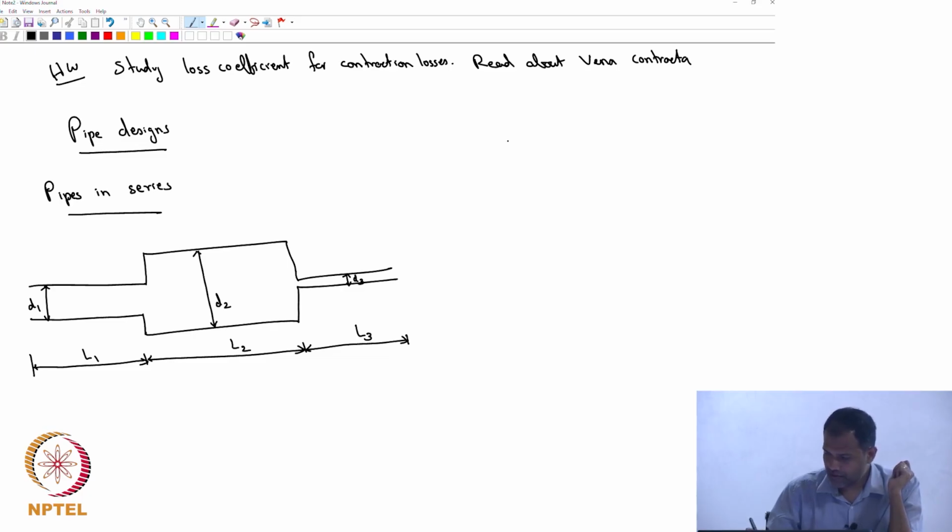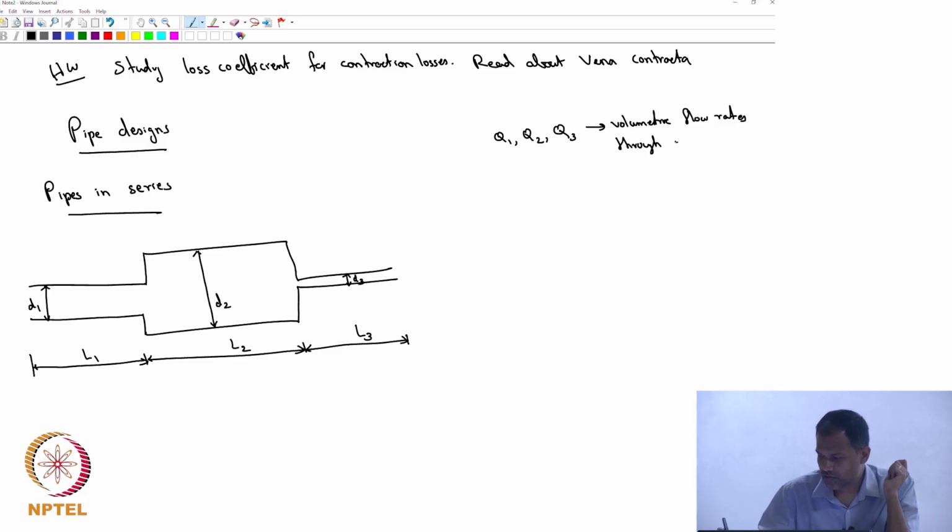Let's say Q1, Q2, Q3 are the volumetric flow rates through each pipe, and delta P1, delta P2, delta P3 are the pressure drops across each pipe.